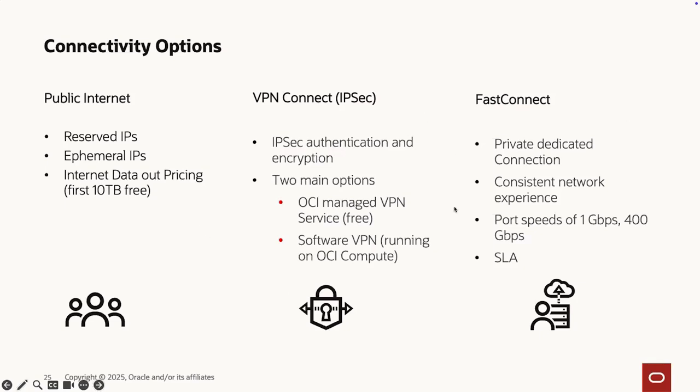But diving into these in a little more detail, so you have public internet connection to OCI. You can set up VPN Connect or IPsec VPN. You'll have the OCI managed VPN service, which is free, or you could do a software VPN running on OCI compute for this. And then you can also choose FastConnect for that dedicated private connection. And then you have a choice of different port speed and bandwidth options for that.